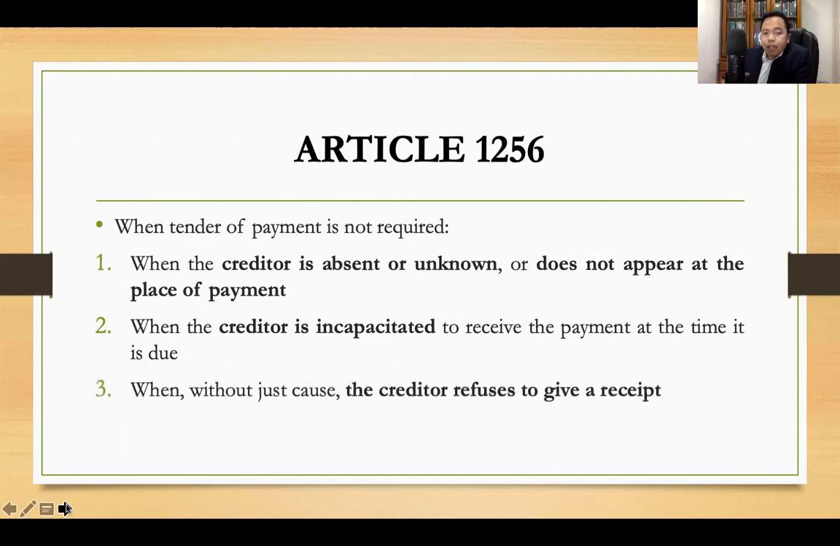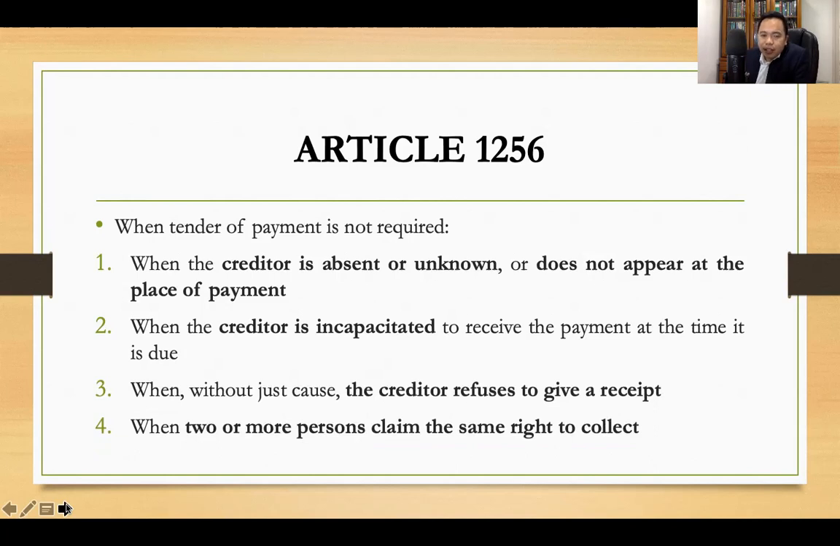Okay. Now, number three, when without just cause the creditor refuses to give a receipt of payment. Then number four, when two or more persons claim the same right to collect. In other words, there are several persons claiming the right to collect the payment. Then you need not tender payment, because otherwise the debtor will run the risk of payment to a wrong person or to the wrong creditor, right? Because there are two or more persons which are disputing the right to collect.